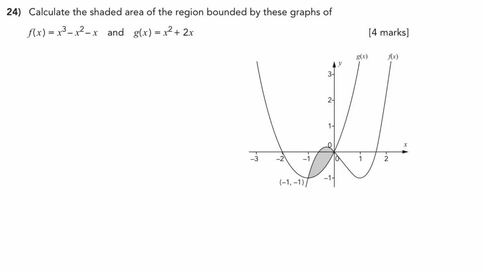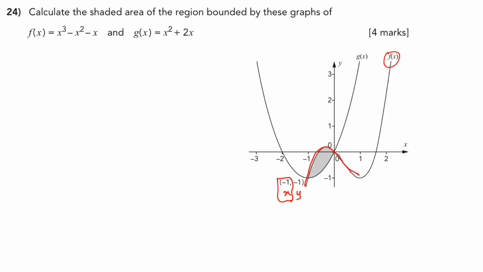First check if the limits are given. The limits are given to you, -1 and 0. This is your x value and this is your y value. We only use x values for limit, not the y value. Now let's check which graph is on the top. This graph is on the top. Which is it? F of x.